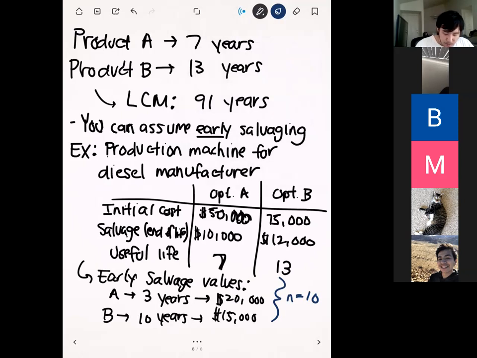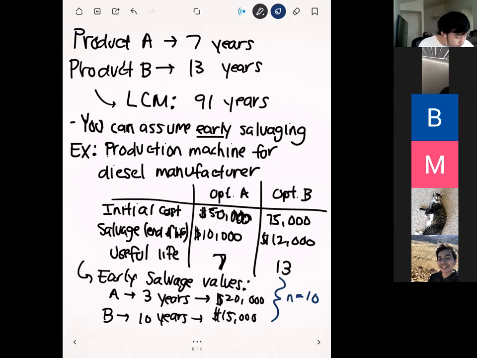And so basically, for 10 years, we're going to use option A. We're going to use our first machine for the first 7 years because that's the product life. Then at year 7, we're going to buy a new machine A, but we're only going to use it for 3 years and then sell it at 3 years. And then we're going to sell the second machine for 20,000. For option B, we're not going to use it even for its full first life. We're going to use it for 10 years and then salvage it for $15,000. All right, any questions on just the problem setup?